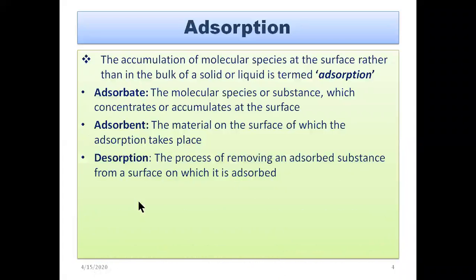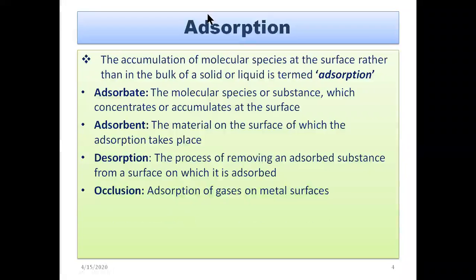Now, what is desorption? Desorption is the process of removing an adsorbed substance from the surface on which it is adsorbed. Simply, adsorption and desorption are antonyms. We can say that adsorption is accumulation, and desorption is removal of the substance.